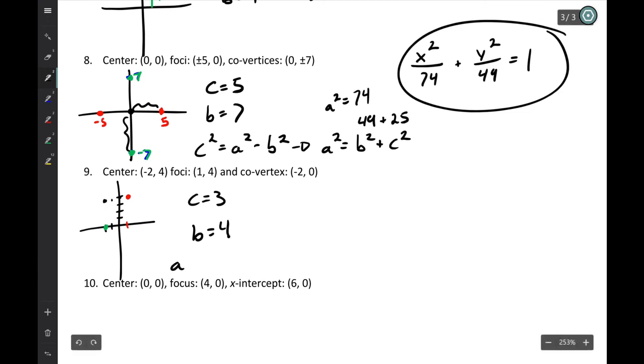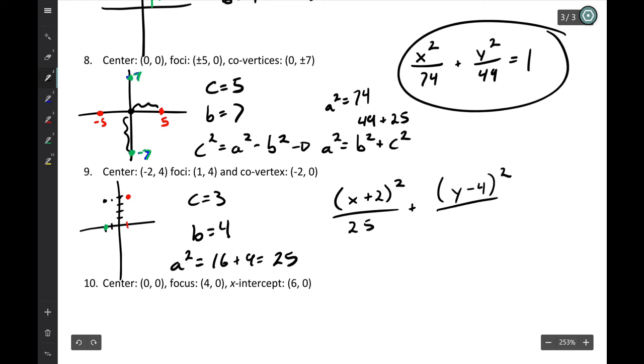Given this information, I know a squared is equal to b squared plus c squared. So 16 plus 9, which is equal to 25. And once I have that, I can go through and write down my center. So I got x plus 2 squared divided by 25 plus y minus 4 squared divided by 16 is equal to 1.